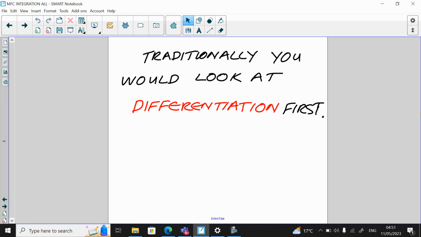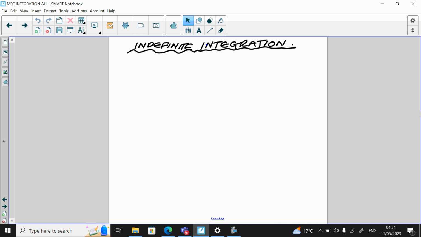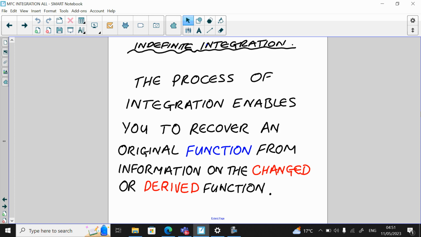Like I'm saying here, we did do this. We looked at differentiation first. That's fine, but now we're going to look at integration. We're going to look at something called indefinite integration. Indefinite integration just means you don't end up with a fixed number at the end. You end up with an expression.